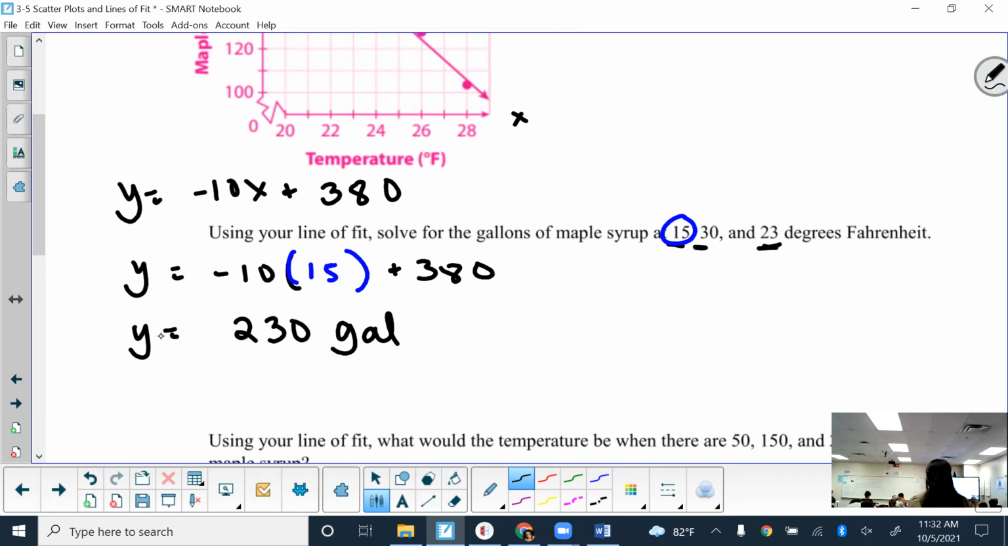All right, questions there? All right, you guys try it where you're plugging in the 30. So do the same thing. Solve for gallons of maple syrup when X is 30, or when the temperature is 30.